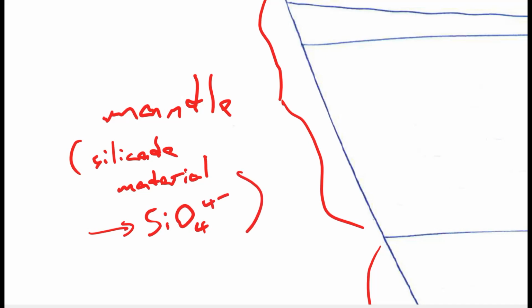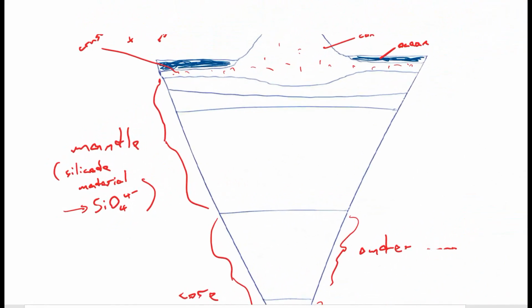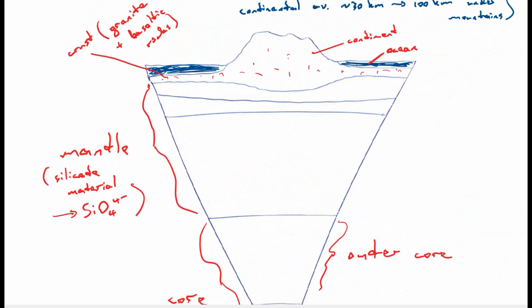Now you probably don't need to know the formula for silicate, so don't stress about that, but just do know that the mantle is made of silicate material. Okay, and that silicate material just means that it contains SiO4. That's the silicate stuff there. Okay, grand. Oh wait, we didn't say what the core is made of.